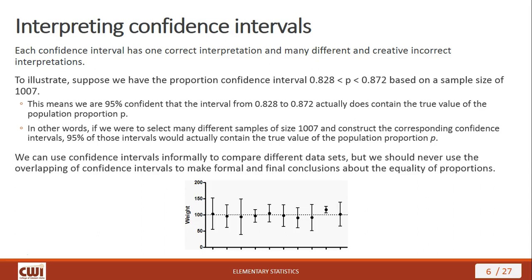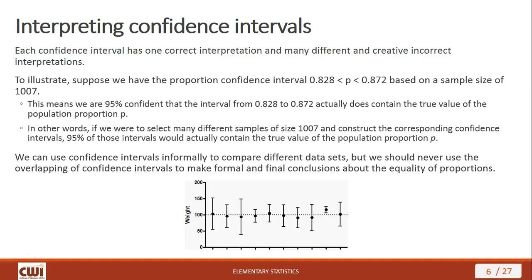We can use confidence intervals informally to compare different data sets. The thing that you have to be careful about, though, is never to use overlapping confidence intervals to make formal and final conclusions about the equality of proportions. In a way, that's kind of like saying, well, I'm comparing apples and oranges, and they're both fruit, but that's kind of where the comparison ends. From that, they tend to diverge in their characteristics pretty radically.